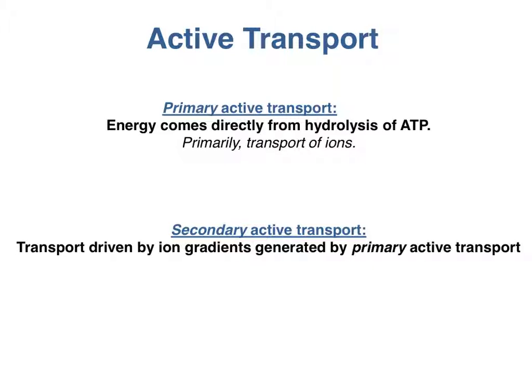But when you see secondary active transport, think two steps removed. So you're not immediately burning the ATP, breaking apart that ATP, but you set something up. You set up a concentration gradient through breaking down ATP, and now you're going to use that concentration gradient to move something else across the membrane.